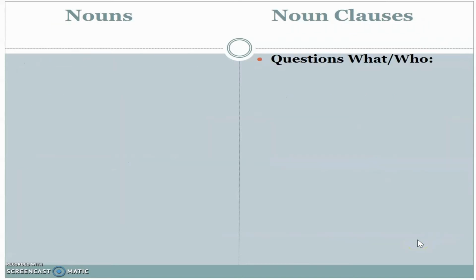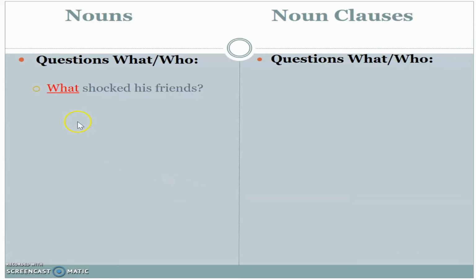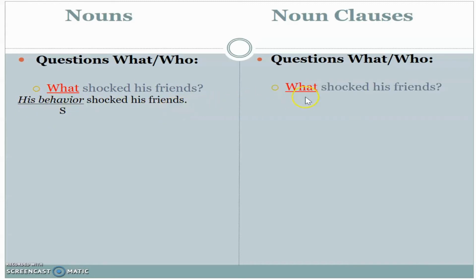The third important factor to consider when we're dealing with noun clauses is questions. Like nouns answer the questions what and who, noun clauses answer the same questions. For example, what shocked his friends? The answer is going to be a noun. His behavior shocked his friends. What shocked his friends? What Billy did shocked his friends.